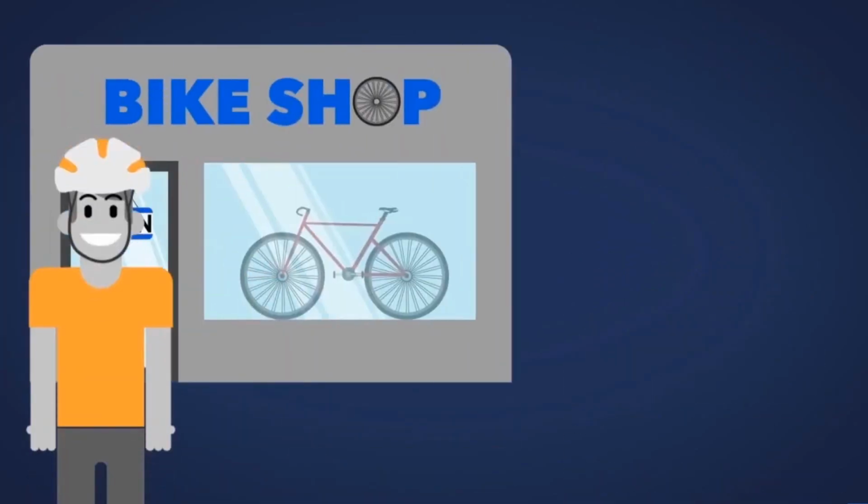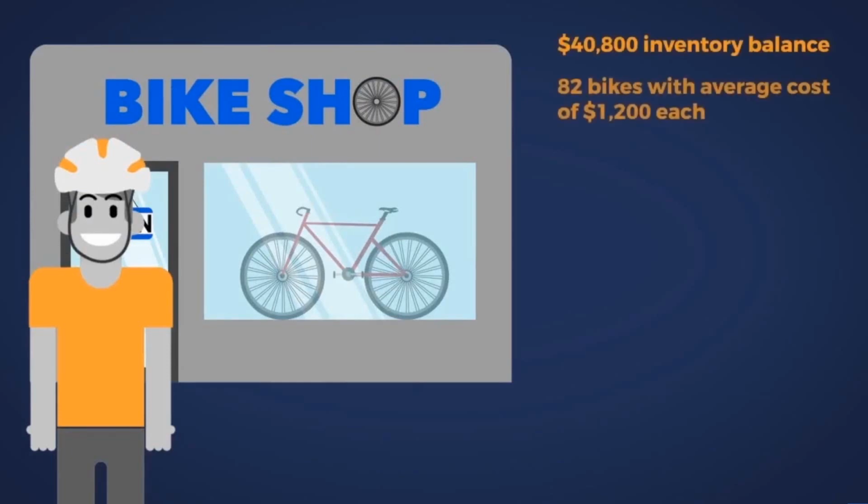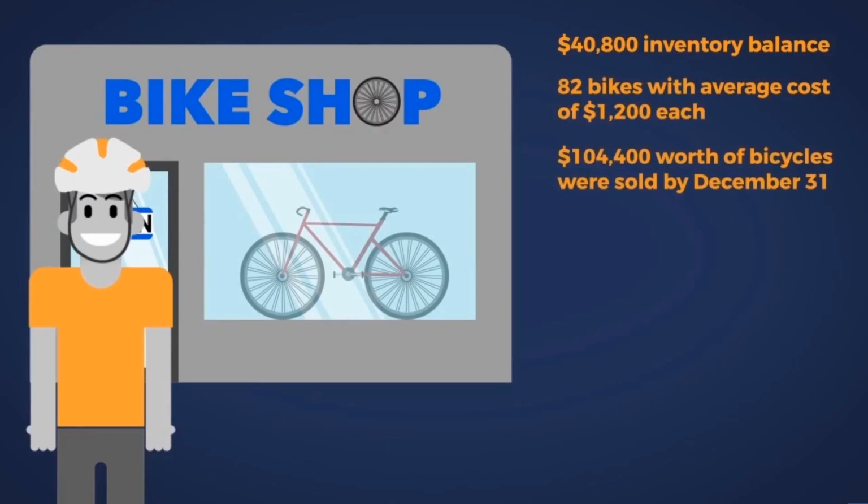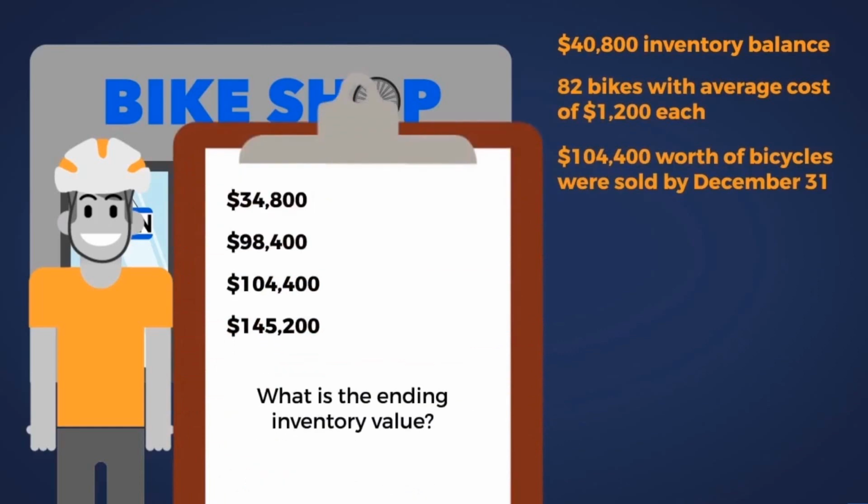Xander has been running a small but successful bike shop for the past 4 years. He's been reviewing his cash flow for the previous year. He started the year with a $40,800 inventory balance. A total of 82 bikes were added during the year at an average price of $1,200 each. $104,400 worth of bicycles were sold by December 31st. What is the ending inventory value?